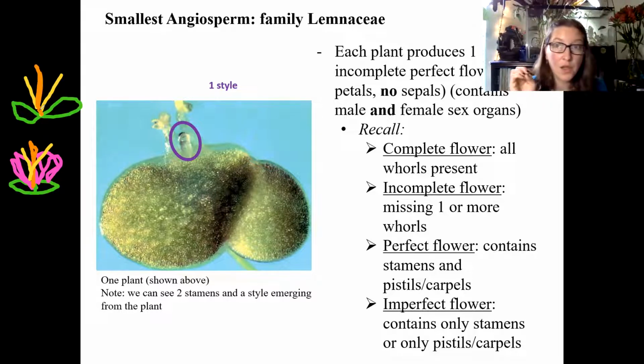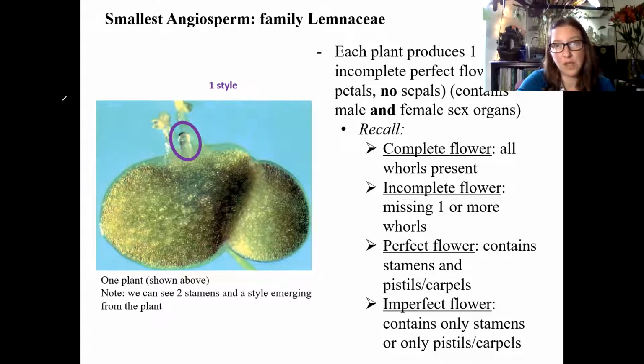So it has sepals, no petals, stamens, and pistils. So only 3 whorls. So we know it's incomplete. Is it perfect or imperfect? Well, we know it has sepals, no petals, stamens, and a pistil / carpel. So because it has both sex organs, we know it's perfect, right? So that's how your brain should be thinking when presented with these kinds of things, so you don't get confused.